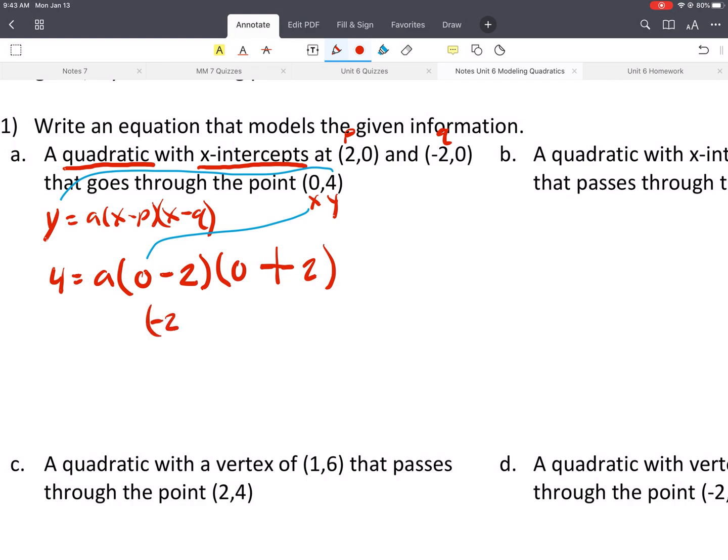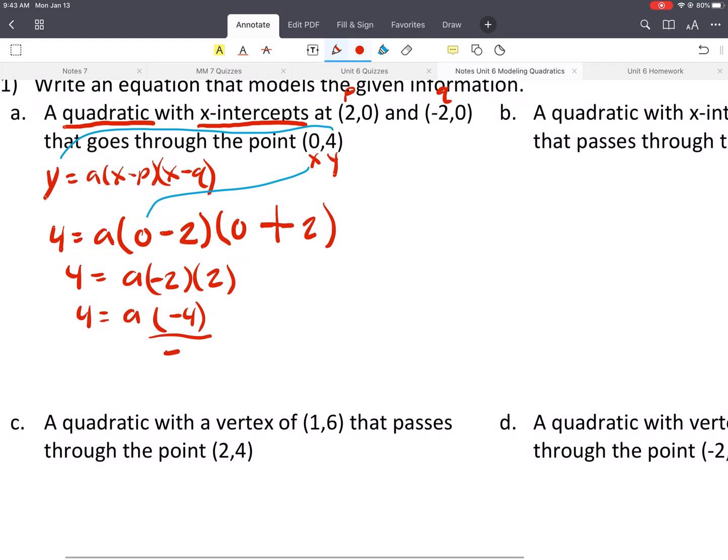That's negative 2 times 2. Still have an a, okay? Negative 2 times negative 2 gives you negative 4. And then we need to divide both sides by negative 4. Okay, and we'd end up getting a equals 4 divided by negative 4, which is just negative 1.